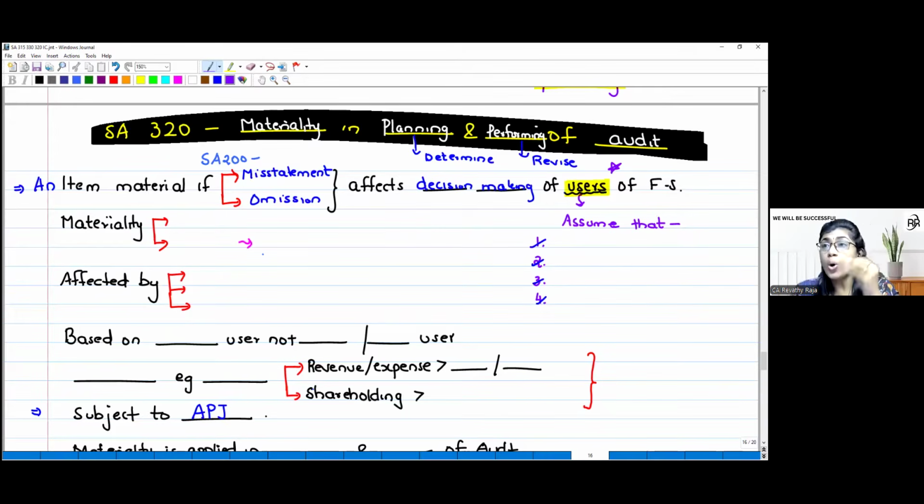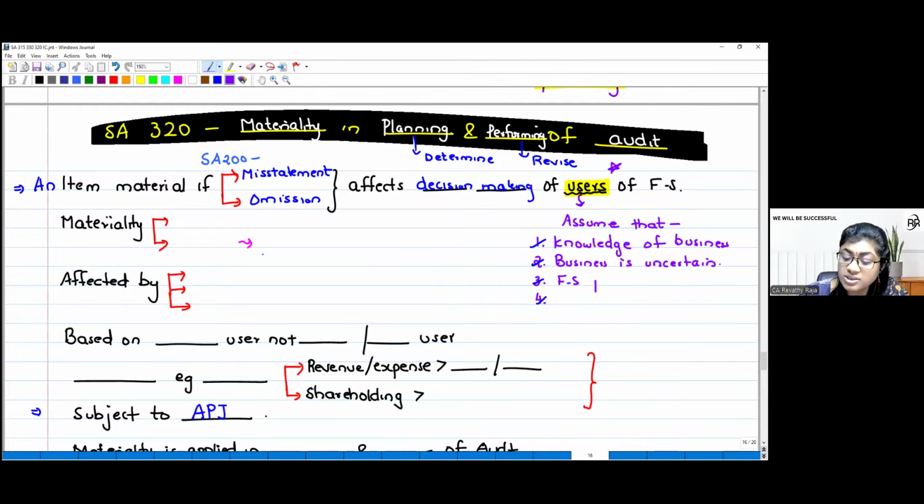Once they have asked, what will the auditor assume about users? What auditor will assume about users? 4 things. I'm doing audit. Danya is doing audit of Puttu Limited. So Danya will assume that users of FS have knowledge about business. Second, they know that business is uncertain. They know that FS is prepared as per materiality, each and everything they won't show. And users make decision based on information in FS.